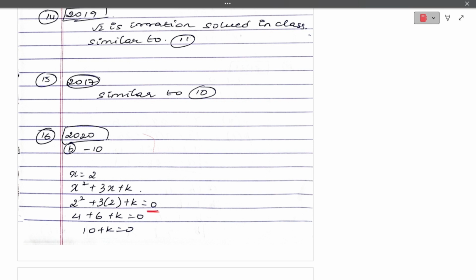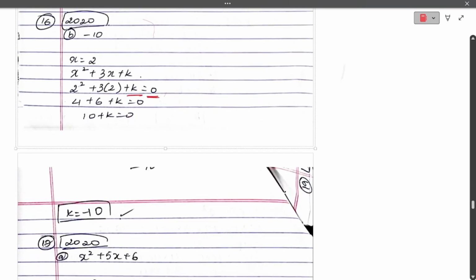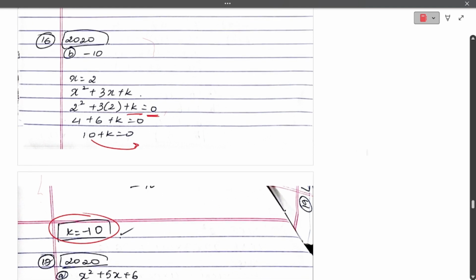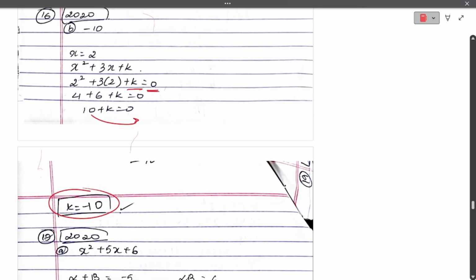Then k, when you substitute 2 in place of x, 2 square plus 3 into 2 plus k is equal to 0. 4 plus 6 plus k equals 0. 10 plus k equals 0. Then k is equal to minus 10. Plus 10 goes to the other side, becomes minus 10. So this was asked in the year 2020, which corresponds to option B.